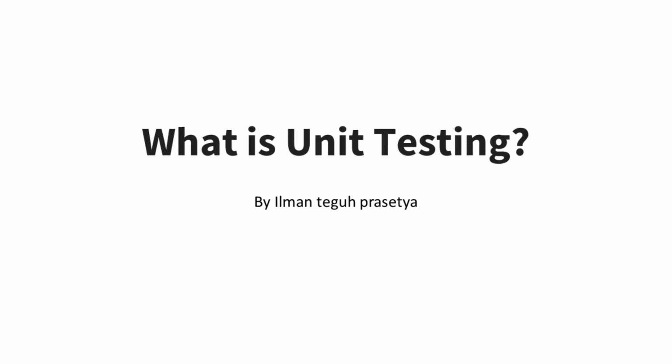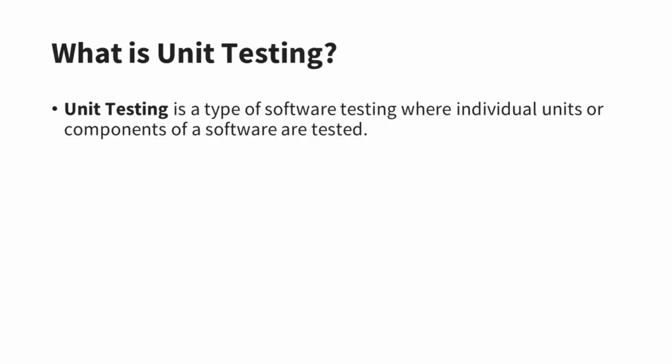What is unit testing? Unit testing is a type of software testing where individual units or components of a software are tested. The purpose is to validate that each unit of the software code performs as expected. Unit testing is done during the development, coding phase, of an application by the developers. A unit may be an individual function, method, procedure, module, or object.